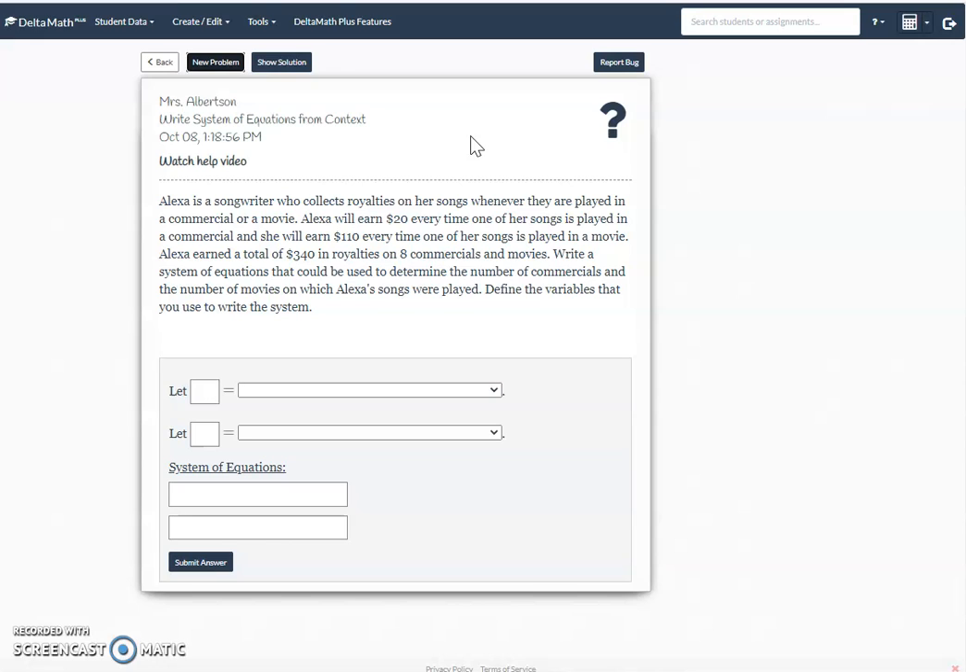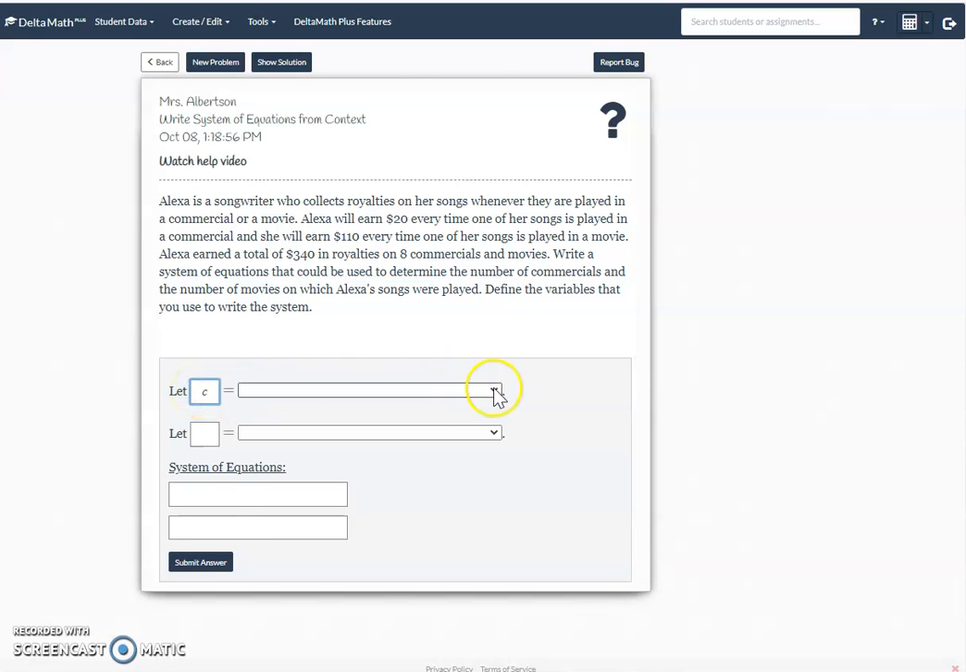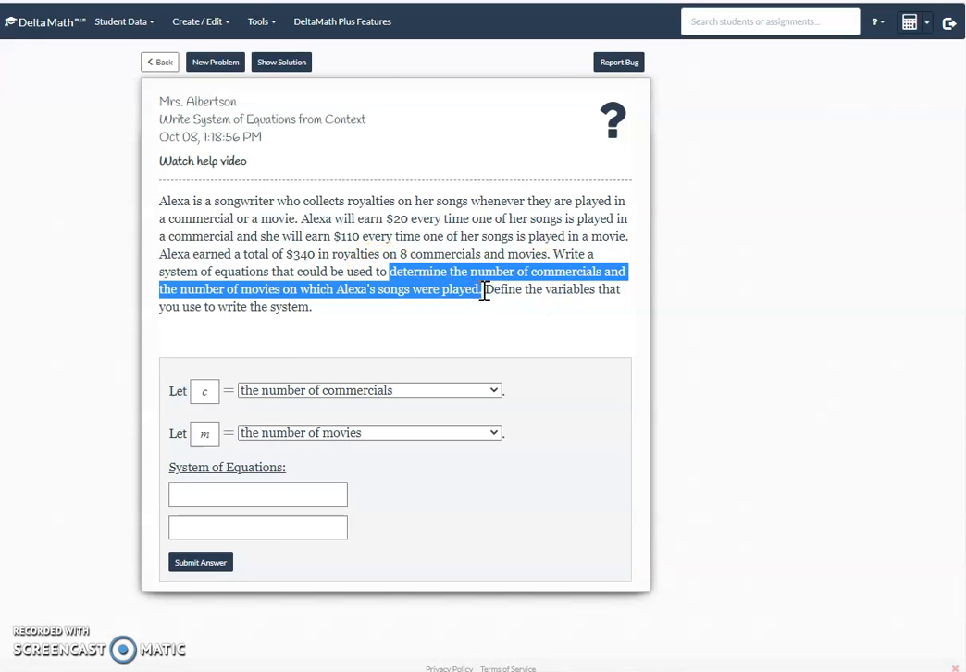So write a system of equations that can be used to determine the number of commercials and the number of movies. So that's telling me right there what my variables need to be. So I'm going to, for this one, say C is going to be the number of commercials, and M is going to be the number of movies. And again, I know that that's what my variables are because that's what I'm having to give as the answer. I'm being asked to figure out how many commercials and how many movies.